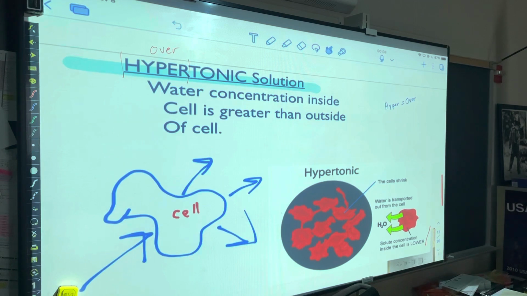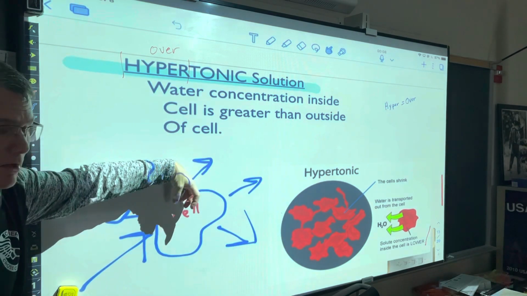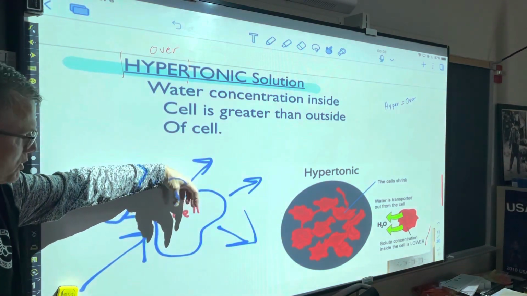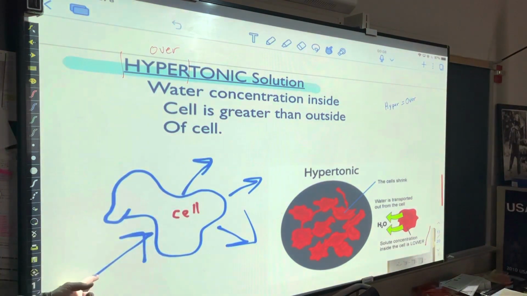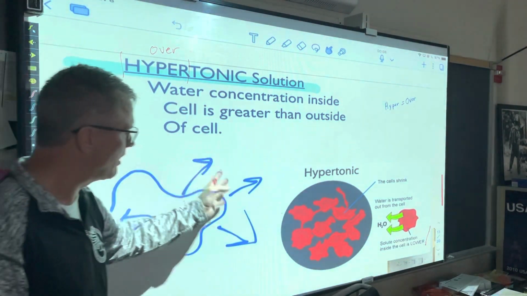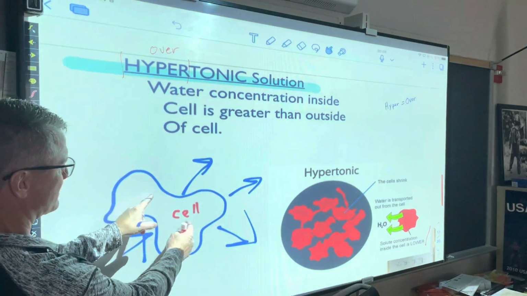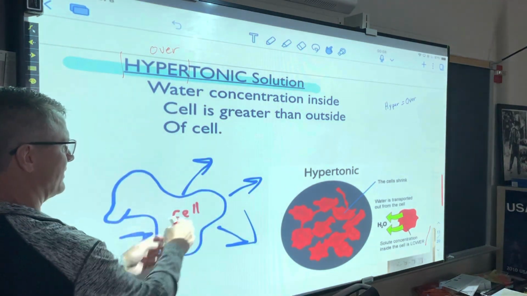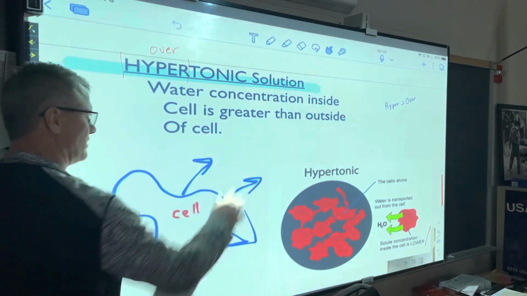But now, when you're talking about a hypertonic solution, think about it. If you drop a cell in salt water, because that's a hypertonic solution, look what's going to happen to it. You can tell by the arrows, there's some water coming in, but more water going out, because the water concentration in here is greater than out here, and so by nature it just wants to leave.